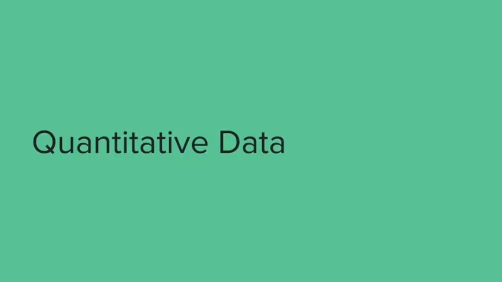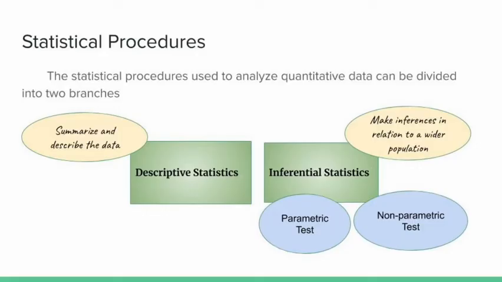In quantitative data analysis, we employ statistical procedures to analyze quantitative data, which can be divided into two statistical branches: descriptive statistics and inferential statistics. In descriptive statistics, we summarize and describe the data, while in inferential statistics, we make inferences in relation to a wider population. It can also be subdivided into two, the parametric test and non-parametric test.